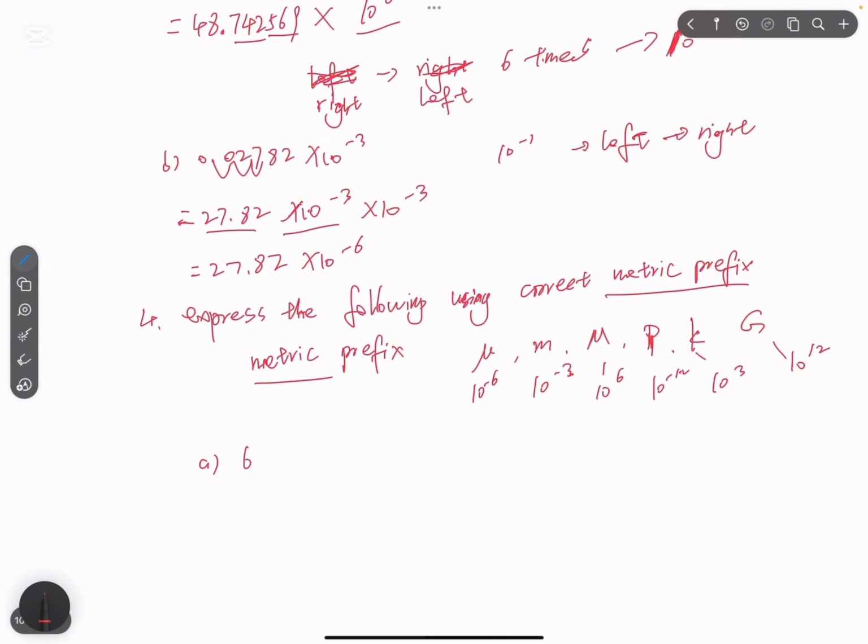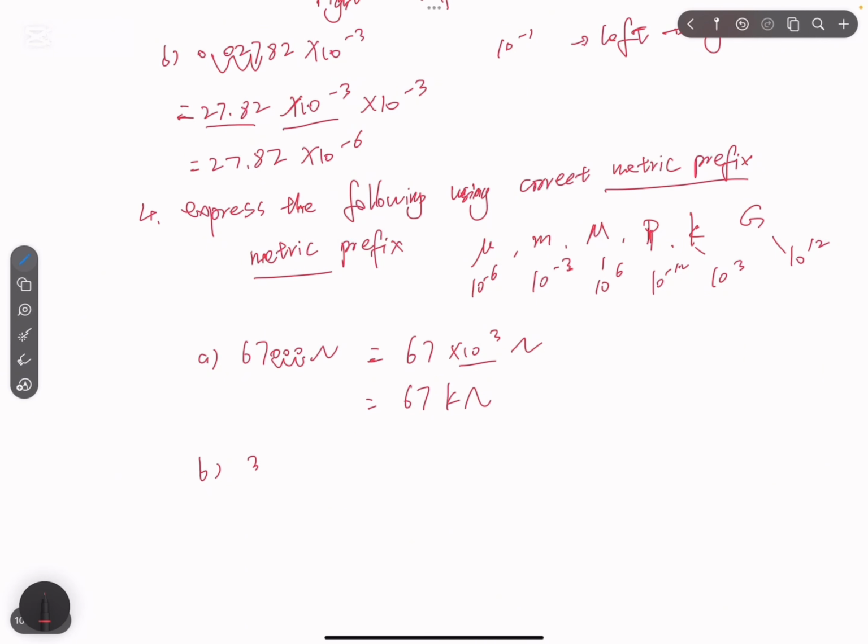So A is 67000 ohms. So we can move the decimal 3 times from right to left. 1, 2, 3, change it to 67, then times 10 to the 3 ohm. So we can convert 10 to the 3 to K, so that would be 67K ohm.